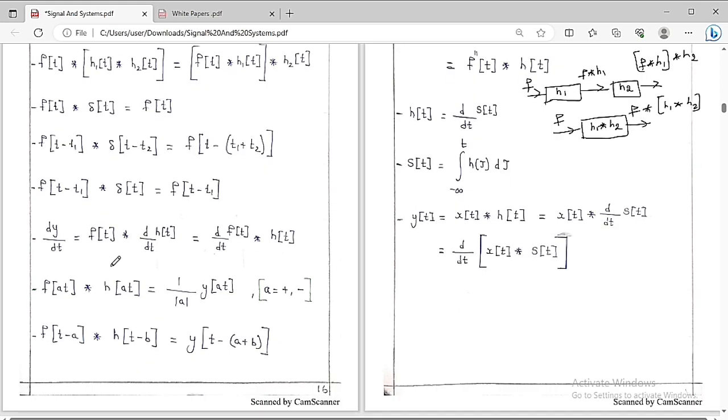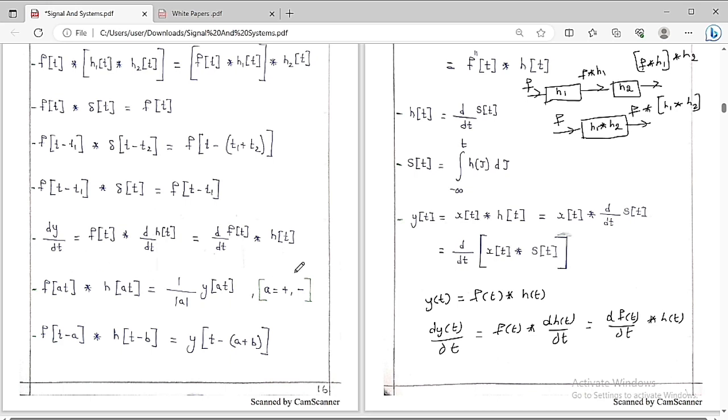Then listen carefully to what I am trying to tell you. These points are very, very important. Suppose y of t is f of t convolution h of t. If you want to find dy of t by dt, then you can write it like this: f of t convolution derivative of h of t by dt, or you can write it like this: derivative of f of t convolution h of t. This is an important point you always have to keep in mind.